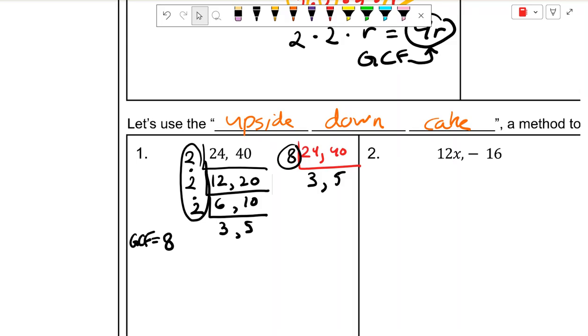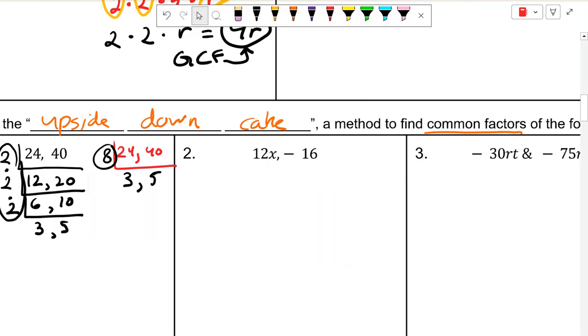All right, let's take a look at number 2. So we're going to draw an upside down cake. And I know that 2 goes into 12 and 16, but I also know that 4 goes into both. 4 is larger than 2, so it's going to make the path of the cake layers faster. So I'm going to put a 4 right here, and 12x divided by 4 is going to give me 3x, or 4 times 3x is 12x. And then down on this next side, negative 16 divided by 4 is negative 4. And there's no factors that go into 3x or negative 4, so my GCF is 4.